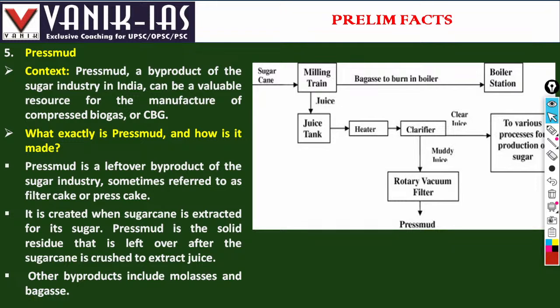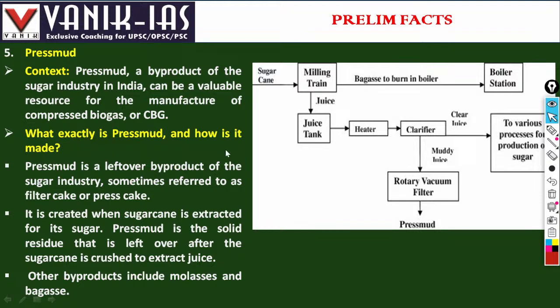Then press mud, where from it comes out: sugarcane, milling train, packages to burn in boiler station. Then juice comes, juice tank, heater, the clarifier, the clear juice to various processes of production of sugar. There is the body with rotary vacuum filter and press mud. So it comes out of the sugarcane industry. Press mud is a byproduct of the sugar industry in India, and can be a valued resource for the manufacturing of compressed biogas or the CBG.